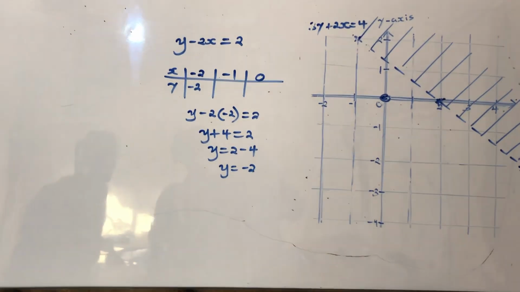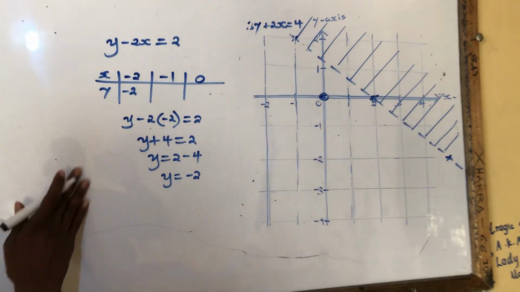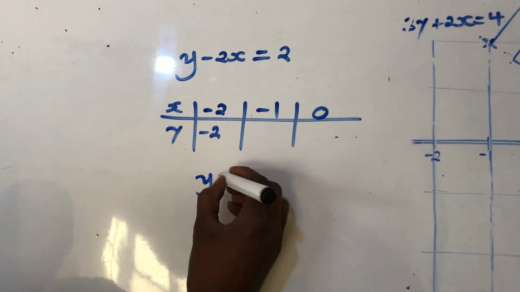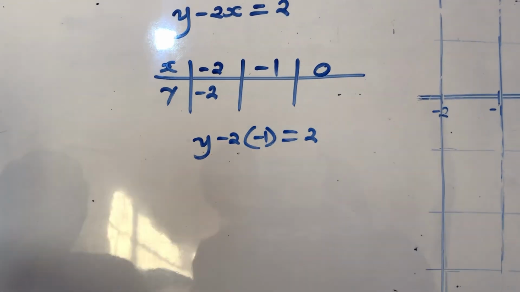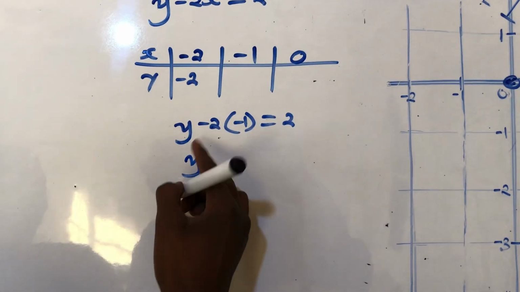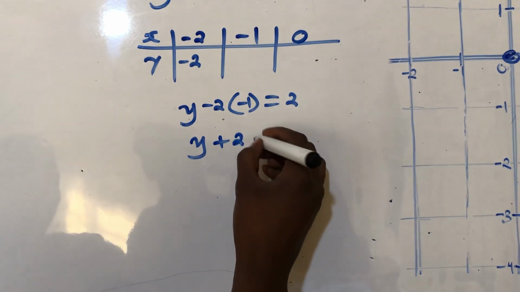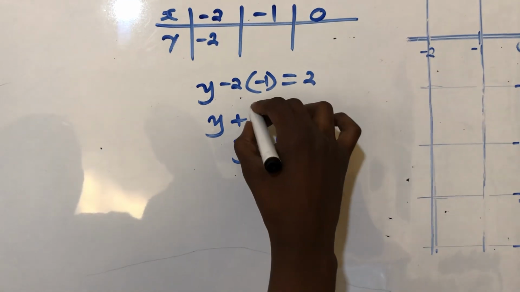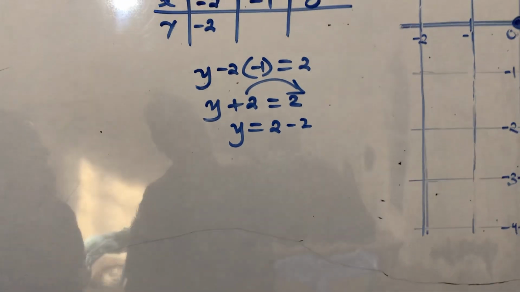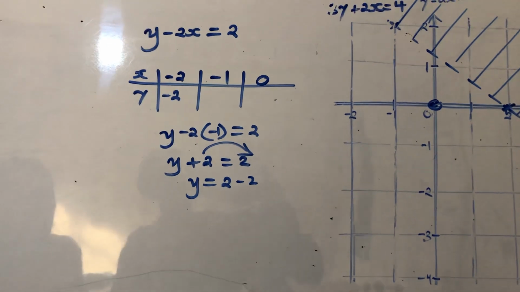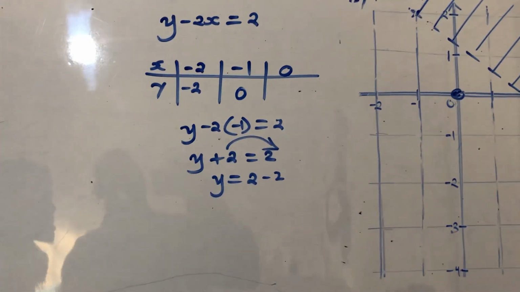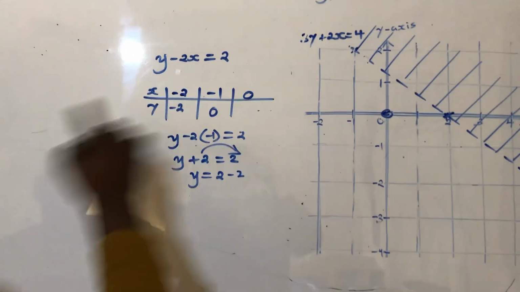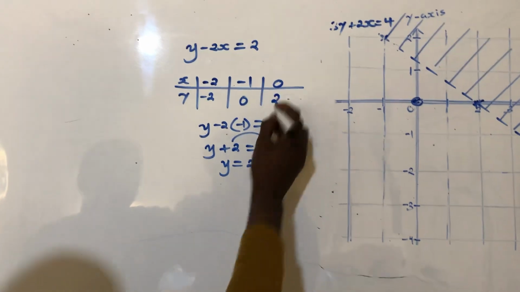Bringing us to -1. What will we do for the -1? I will again take this equation. Where there is x, we will substitute -1. Do remember that a negative times a negative is a positive. Is equal to 2. Y will be equal to 2. The 2 will cross over to the other side to become a -2. This will then give us 0. Try the 0 for yourself. I suppose you're getting 2.